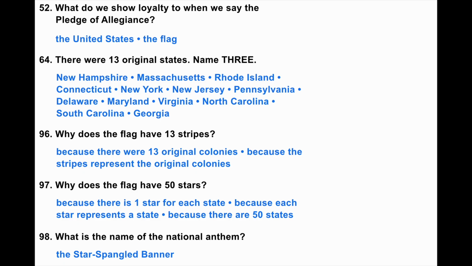There are 50 states in the United States of America. There are 50 stars on the flag to represent each state. The Star-Spangled Banner is the national anthem of the United States of America.